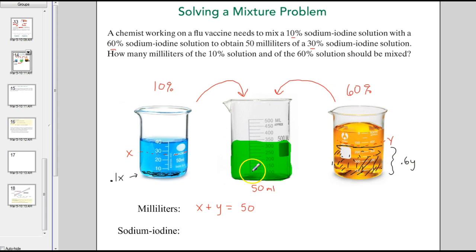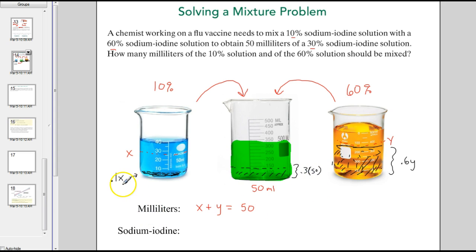And those two amounts together are going to end up being 30% of the overall 50 milliliters here. So 30% of this, a little bit less than a third, 30% of this mixture, these 50 milliliters, is going to come from the 10% here and the 60% here. So this piece right here is 30% of 50 milliliters. So that's multiplication, 0.3 times 50.